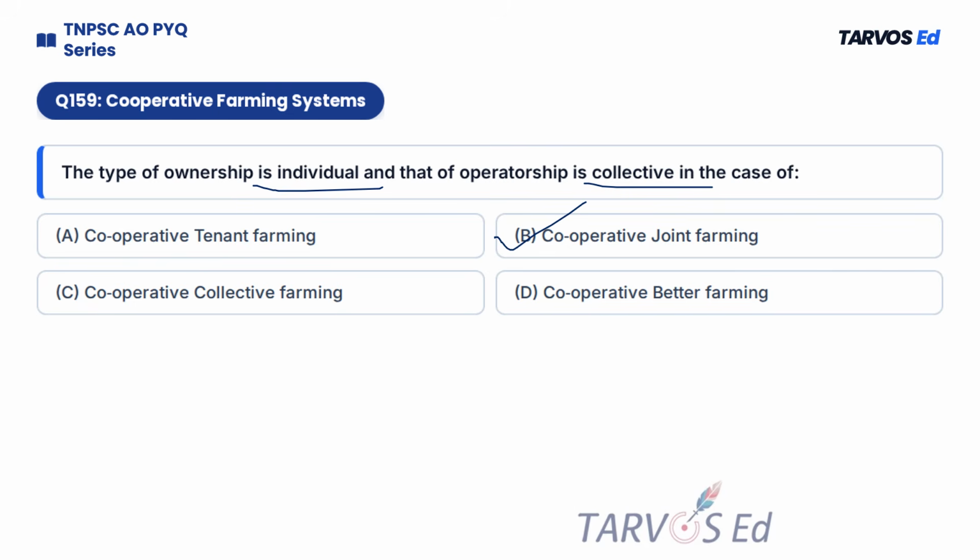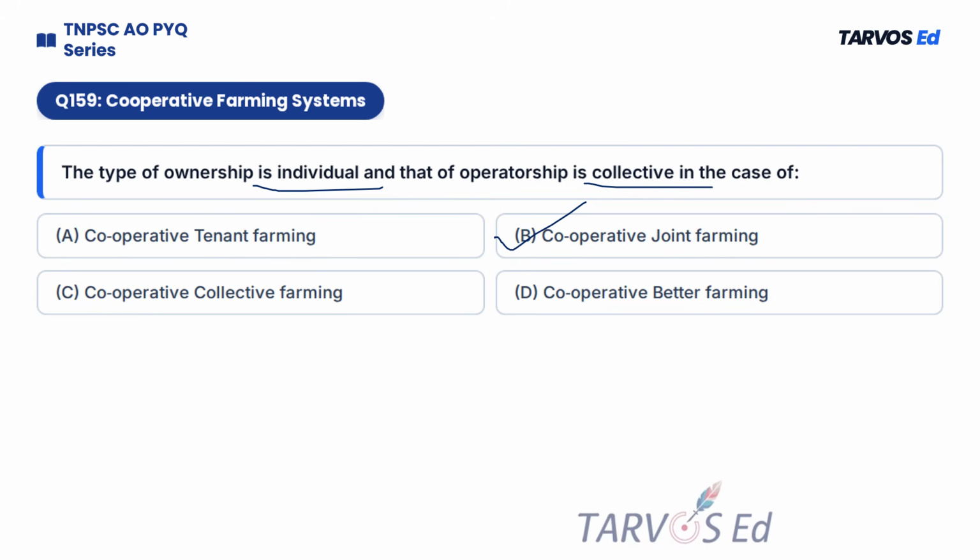So under farm management, there are two important topics you need to cover. One is types of farming and next one is systems of farming. Types of farming, it is of 5 types, and even system of farming, it is 5 types. So types of farming: specialized farming, diversified farming, mixed farming, rain-fed farming, ranching. Under system of farming, it is peasant farming, capitalistic farming, state farming, cooperative farming, and collective farming. Again, under cooperative farming, it is of cooperative tenant farming, cooperative joint farming, cooperative collective farming, and cooperative better farming.